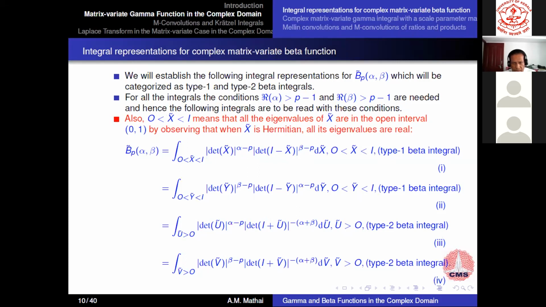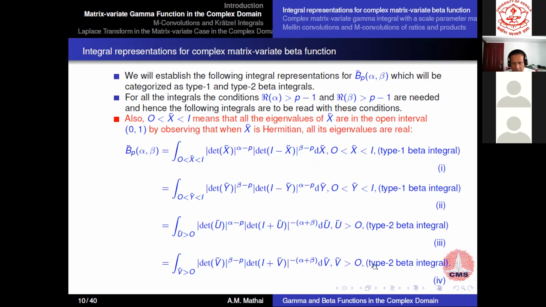In the complex domain, it will be this raised to alpha minus 1 and alpha minus p. In the scalar case, it is alpha minus 1. Here it will be alpha minus p. In the scalar case, here you have beta minus 1. Here it will simply go to beta minus p like that. So these two are type 1 beta integrals, and next, these two are type 2 beta integrals. Here, of course, the range is null to identity matrix.